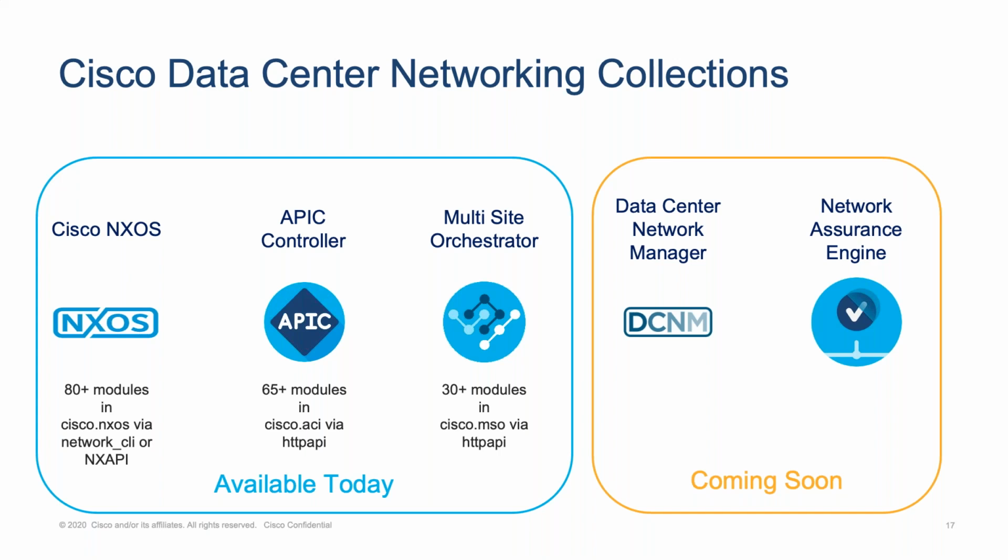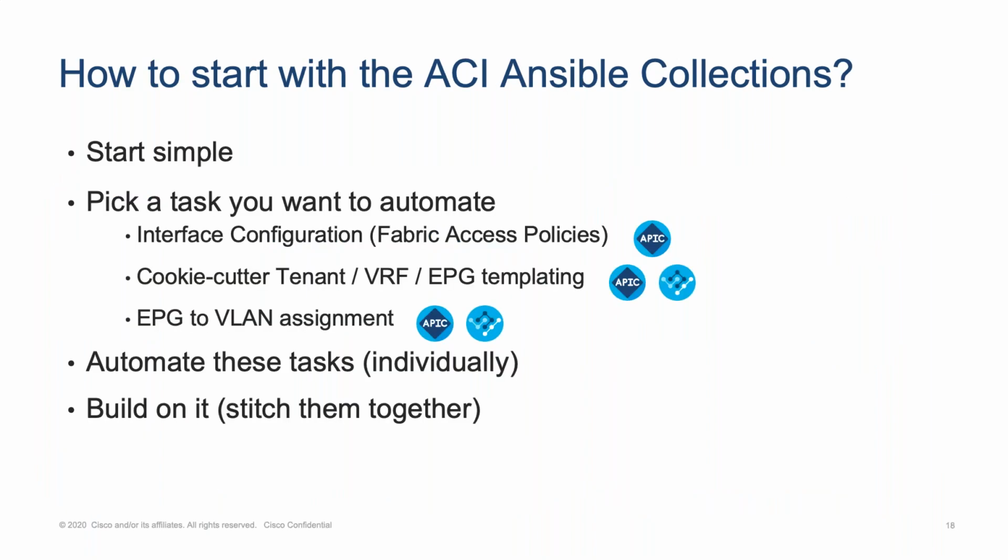Okay, so I've covered the basics of ACI, why we are doing this, what are the collections that we have and what we are planning to do. Now I wanted to discuss a little bit more about how you start to use the ACI Ansible collections. Like what's the best way, what do you do? And this will lead me into our demonstration on how to do those different steps.